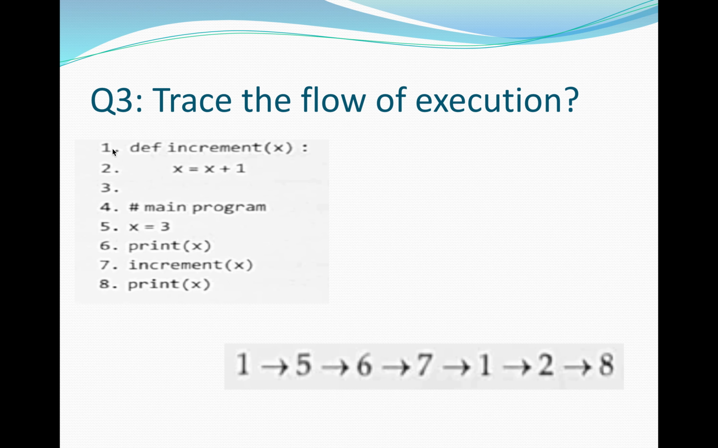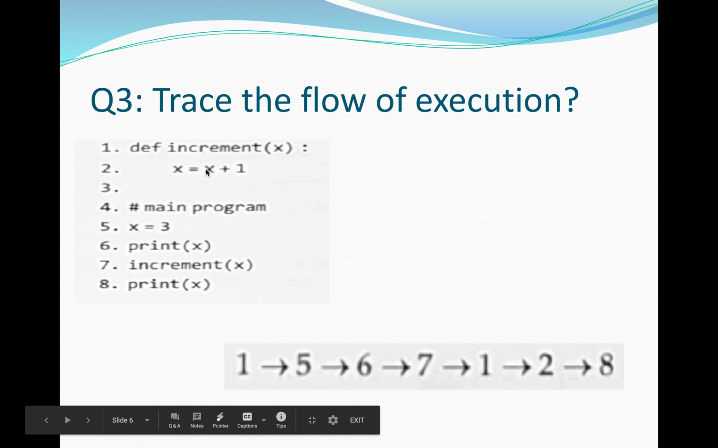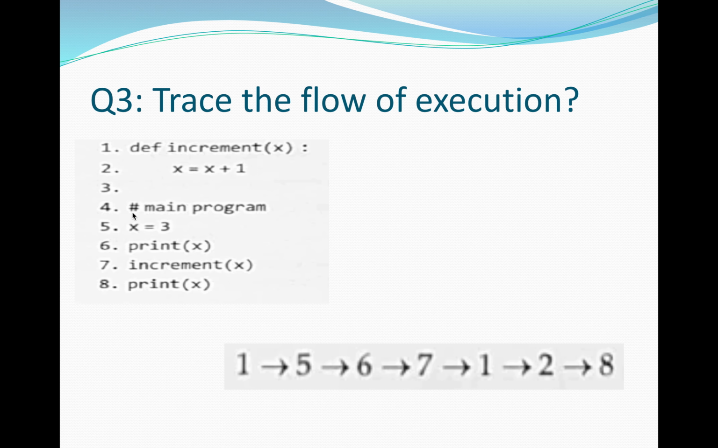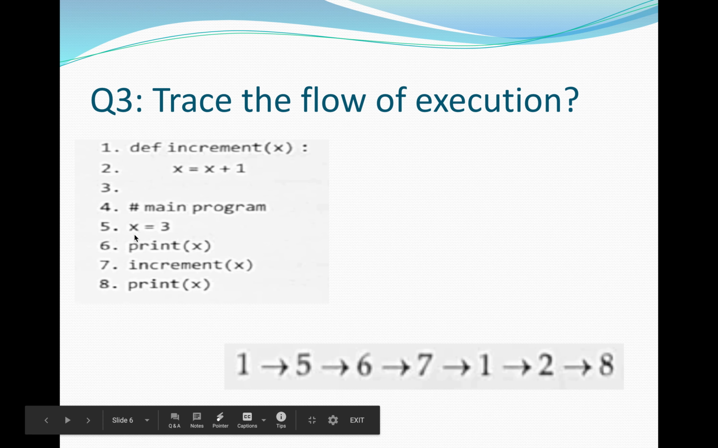So where does the execution start? It executes the first statement, def increment x. What happens here? Def is a function definition, so the interpreter identifies this is a function definition and will not execute the second statement. So first it executes the first statement, the second statement will not execute. Third, there is nothing. Fourth is hash main program. Hash means comment, so it will not execute comments. Then it directly goes to the next statement. Fifth statement, it executes x equal to 3. Then it goes to the next statement, the sixth one.